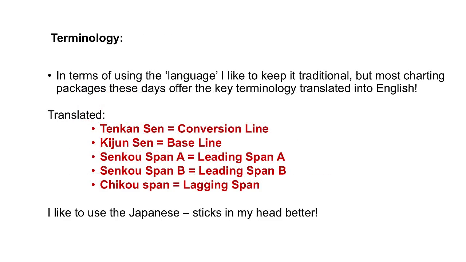Now, a quick bit of Japanese translation. I mentioned those parts in Japanese, but you'll find on a lot of chart packages they are converted into their English equivalents. As you can see here, the Tenkan Sen is called the conversion line. The Kijun Sen is the baseline. Senkou Span A is the leading span A. Senkou Span B, leading span B. Chikou Span, the lagging span. I like to use the Japanese, but it's totally up to you. And like I said, most packages these days have it in English anyway.